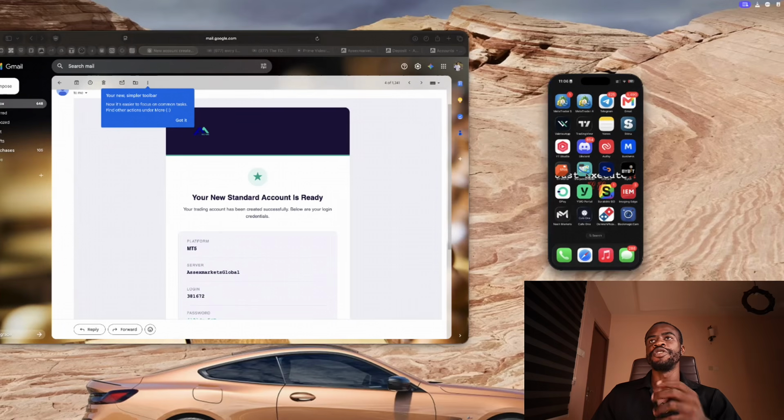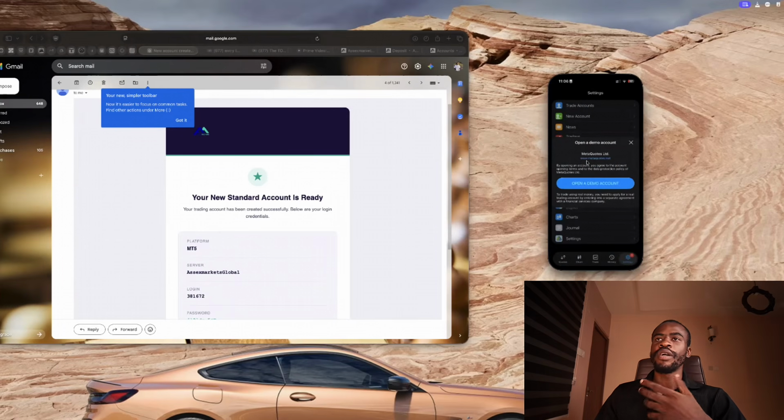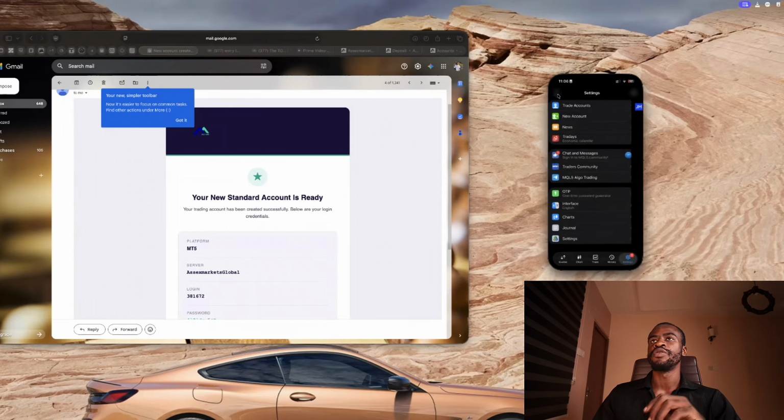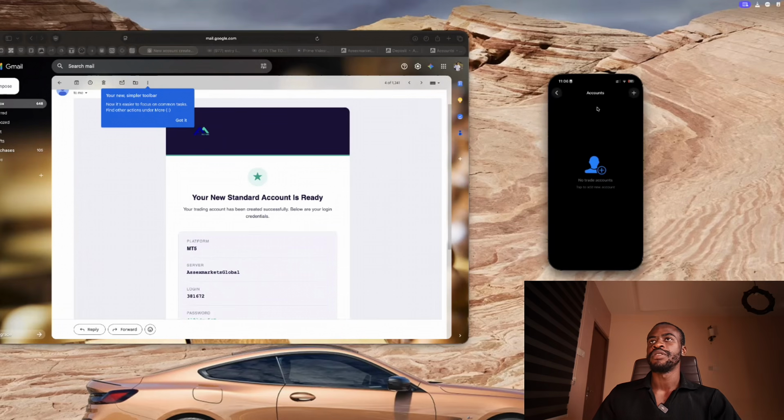So I have my phone screen here. What we need to do is go to Metatrader 5. Here it will ask you to open a demo account, but what we want to do is log in our real trading account. So cancel. As I cancel, they brought me to this place for brokers here. But if it doesn't bring you here, what you can do is just go back, click on trading accounts, and then click on the plus to add an account.